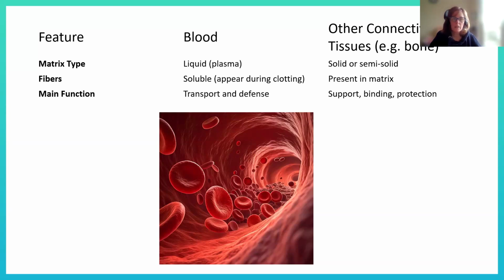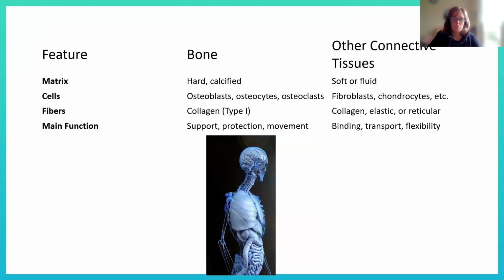And then the other one we briefly touched on was bone, which has got a hard and calcified matrix. The cells are just bone cells, which are osteoblasts and osteocytes and things like that. It's also got fibers made out of collagen in its matrix.